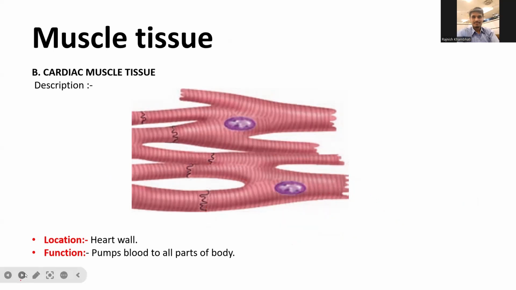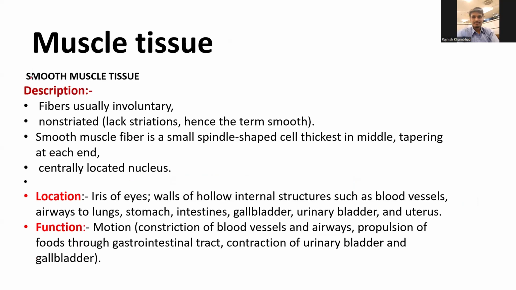Now next, the third type, which is called smooth muscle tissue. Description: the fibers are usually involuntary. They are involuntary, meaning under the control of your brain, but not under your control. They are called smooth because they are non-striated. They lack striation. There is no striation present, and that's the reason we call them smooth.